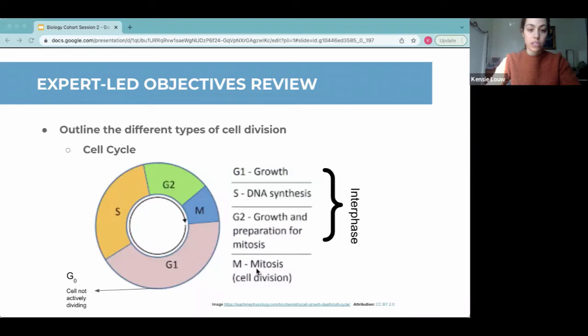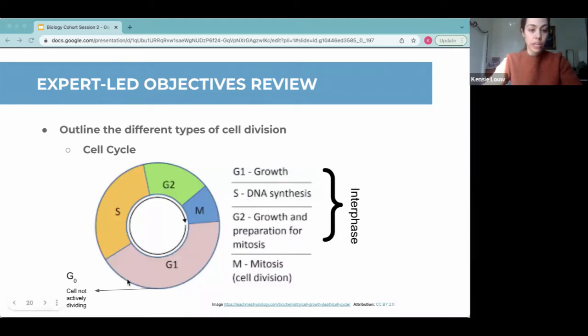So mitosis is where the cell splits in two, so the two daughter cells. And we'll talk about this in a little more detail in the next slide. But basically, the cell can go through this cycle again and again, and that's how we develop and grow.